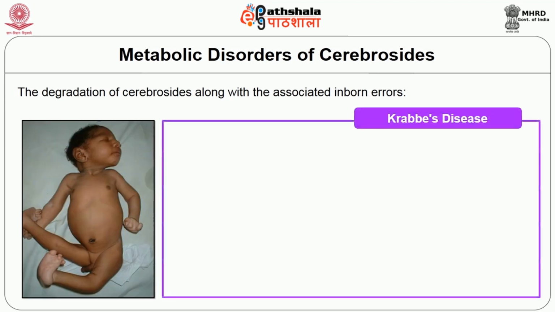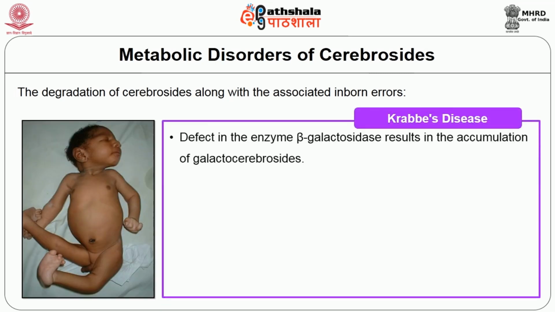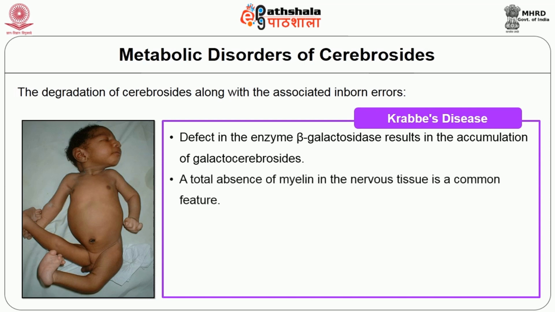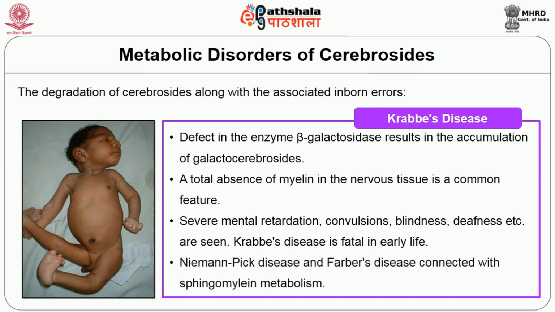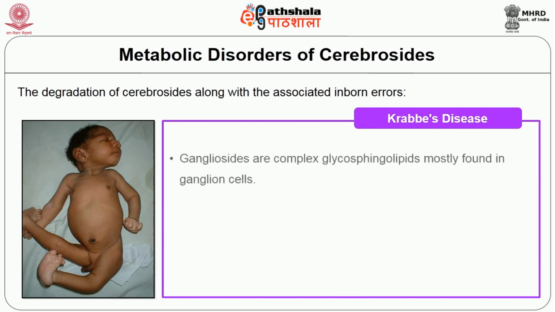Next is Fabry disease. A defect in the enzyme beta-galactosidase results in the accumulation of galactocerebrosides. A total absence of myelin in the nervous tissue is a common feature. Severe mental retardation, convulsions, blindness, deafness, etc. are seen. Fabry disease is fatal in early life. Niemann-Pick disease and Fabry disease are connected with sphingomyelin metabolism.